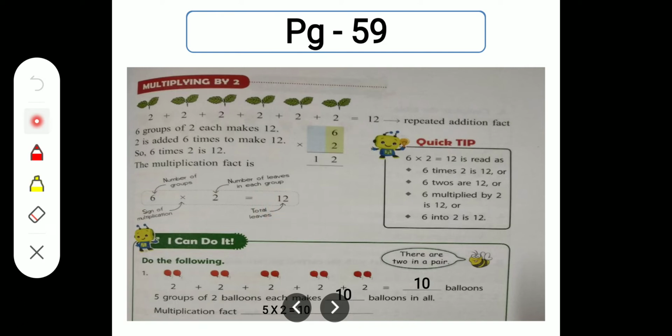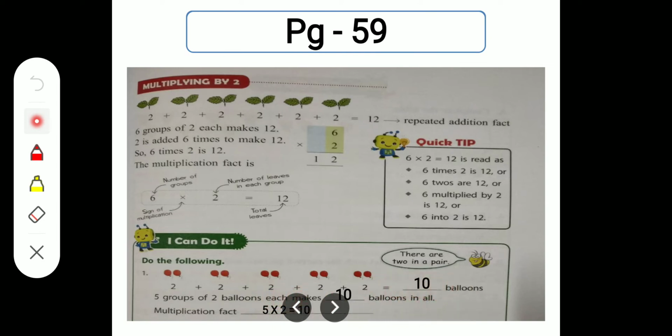Now let us see this exercise. Here we can see how many groups there are. 1, 2, 3, 4, 5. So 5 groups of 2. In each group there are 2 balloons. So 5 groups of 2 balloons each makes 10 balloons in all.